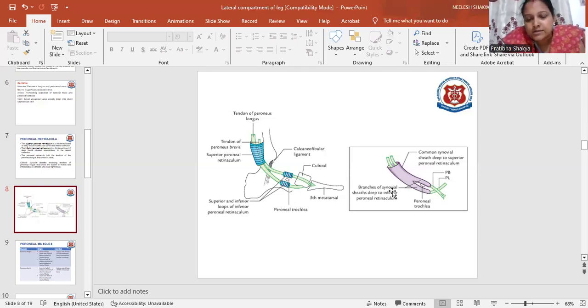Here, in this second diagram, you can see that deep to the superior peroneal retinaculum, tendon of the peroneus longus and peroneus brevis are inside the common synovial sheath, and later on, deep to the superior loop and inferior loop of the inferior peroneal retinaculum, they are inside their own synovial sheath.